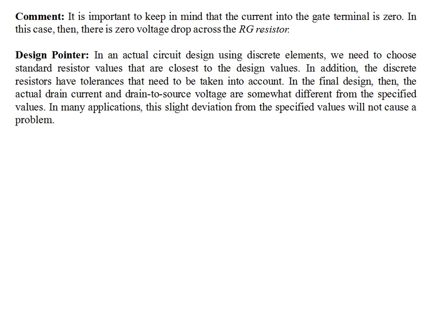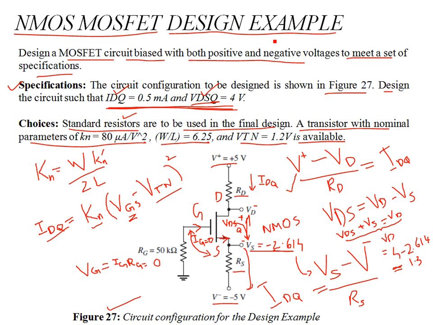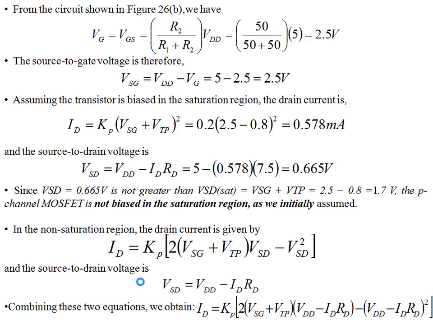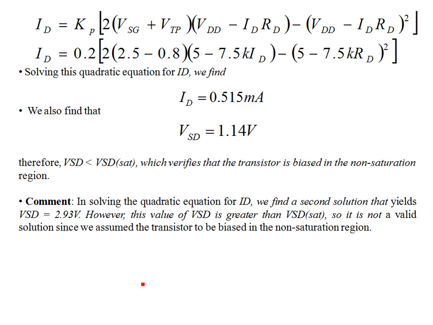The comment is that it is important to keep in mind that the current into the gate terminal is zero. So in this case, there is zero voltage drop across the resistor RG, right? So there is no drop. This IG RG over here is zero, all right? So basically, your gate is grounded. The gate is grounded over here.